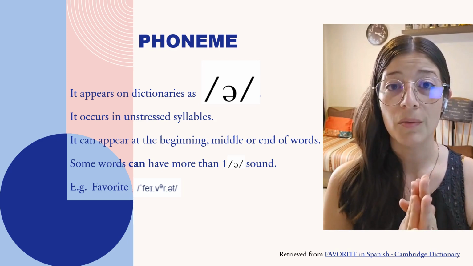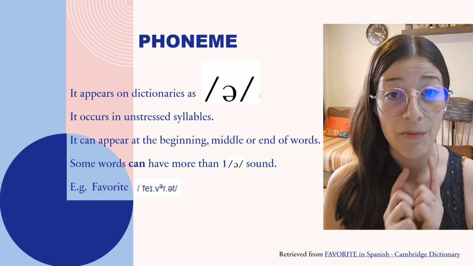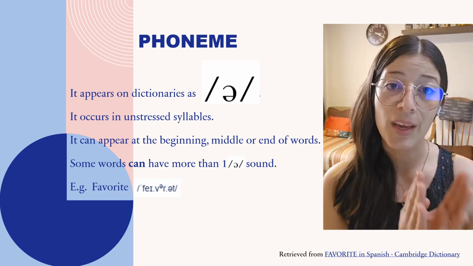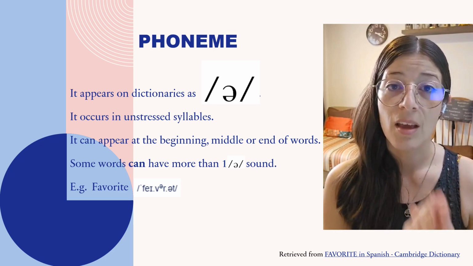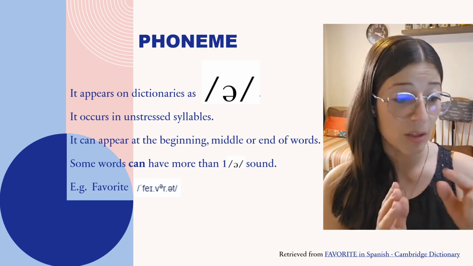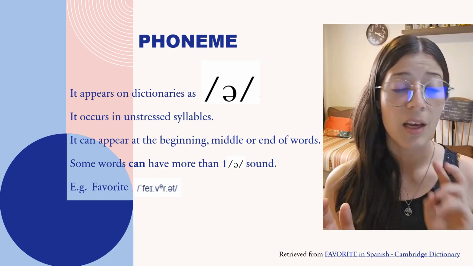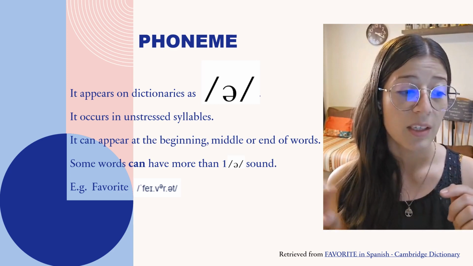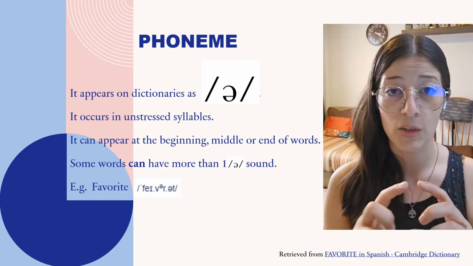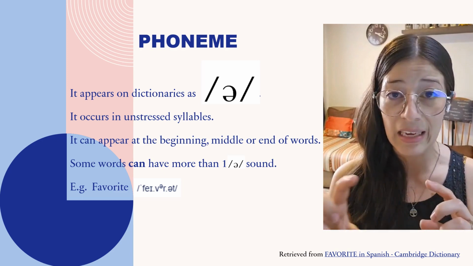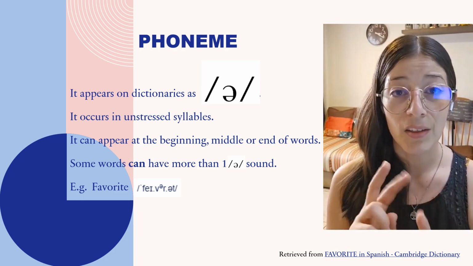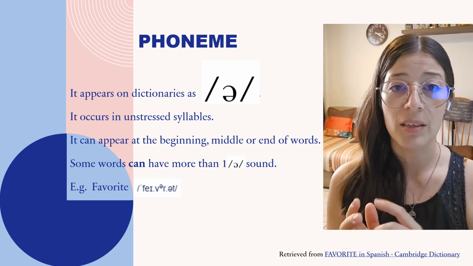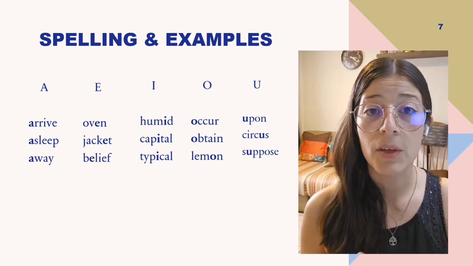I also told you before that sometimes we can have more than one schwa sound in a word, and to exemplify this, we have the word favorite. As you can see in its transcription, it has two schwas, in the second and third syllable. The first syllable, fa, has a different vowel sound, and then the two final syllables are schwas: favorite.